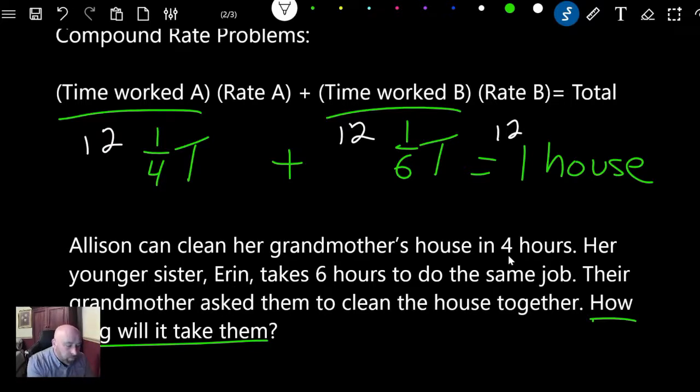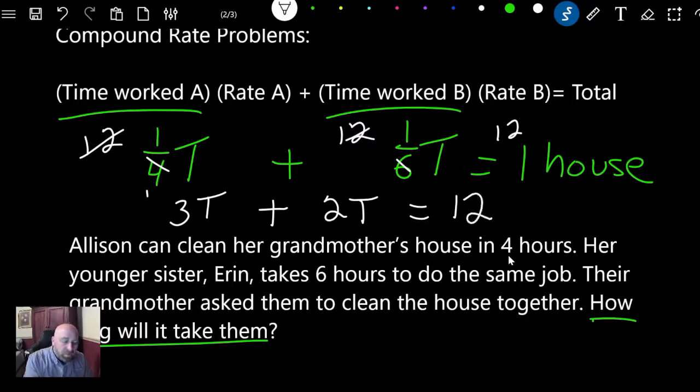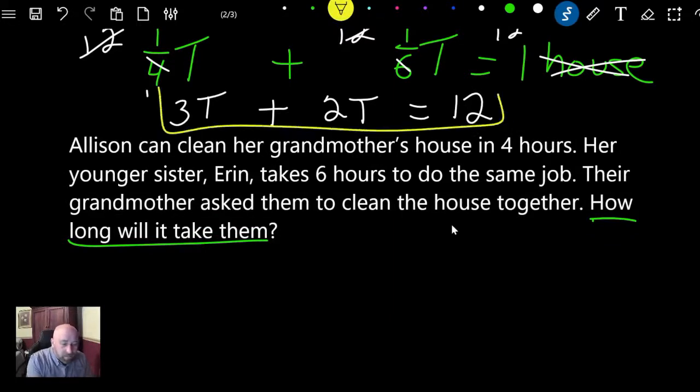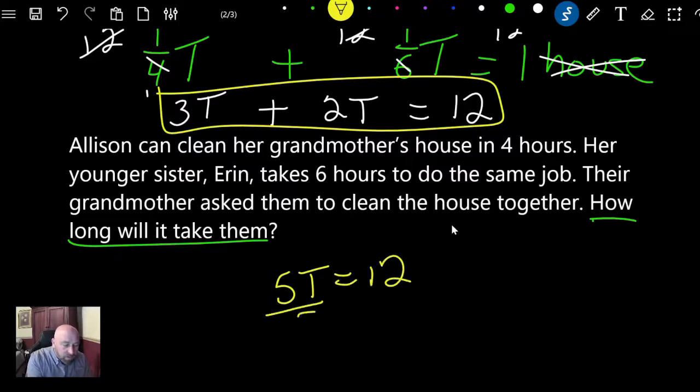And what happens when you do this is you get a cancel here, and you get 3t plus cancel here, 2t equals 12. 12 houses? No, we'll get rid of the houses. 12. I mean, technically it is 12 houses at this point because we got rid of our fractions. So now you would just add these together. I'll kind of skip down here. So 3t plus 2t is going to be 5t equals 12.